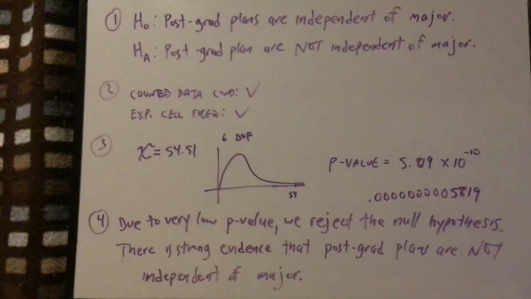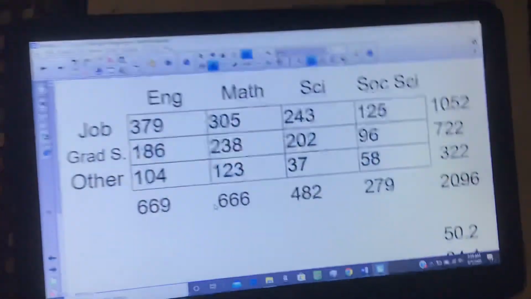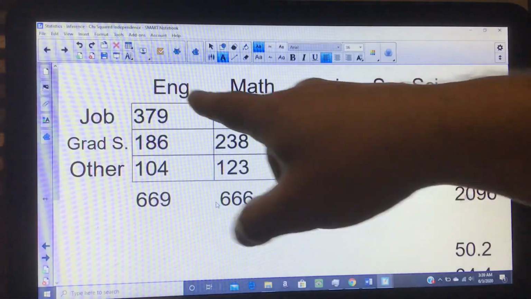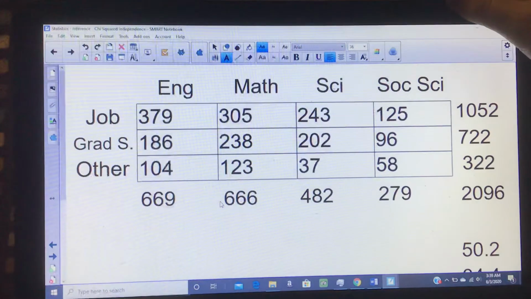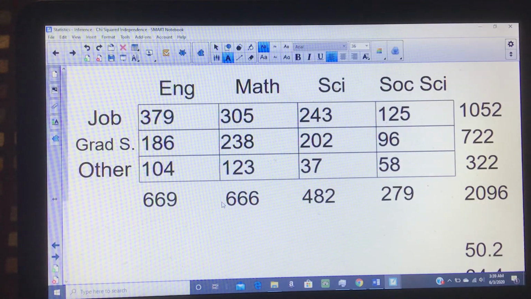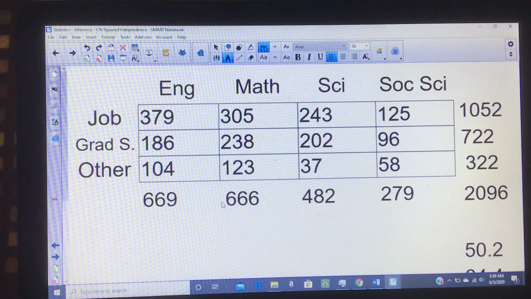So basically, what did we finally answer was that, does your major seem to affect your postgraduate plans? Well, they're not independent, so it seems like it does. People in different majors are making different decisions. Now, sure did take a long time to come up with that conclusion, but once you know how to do the procedure, it is actually very quick to do in a calculator. And that means anytime you want to test independence, it's not really that bad to do.